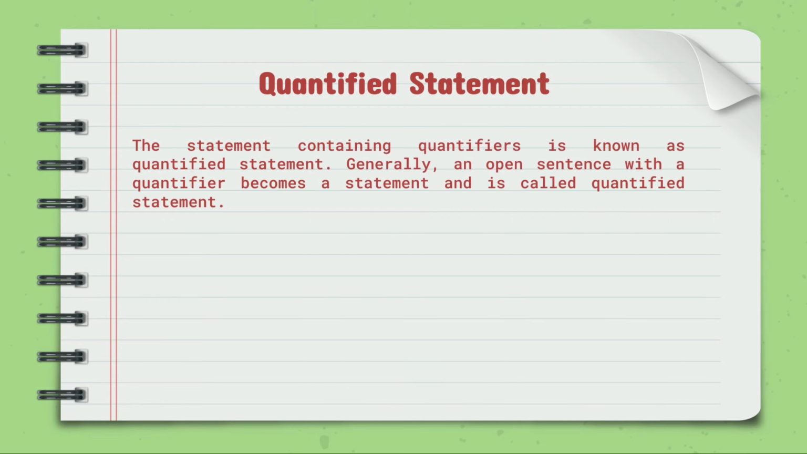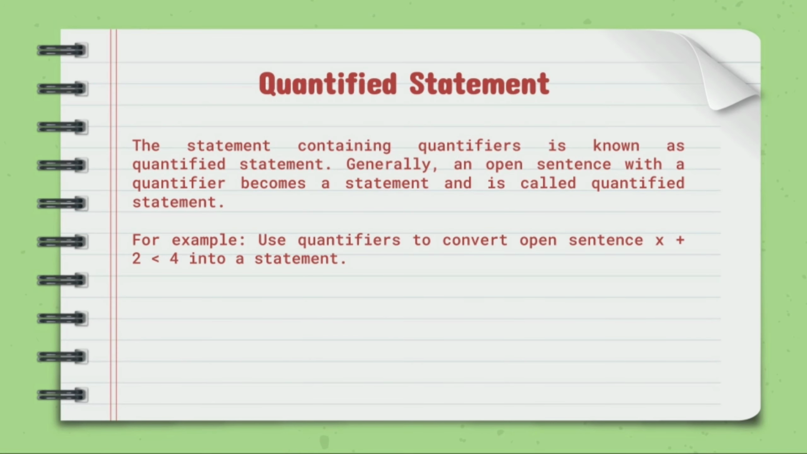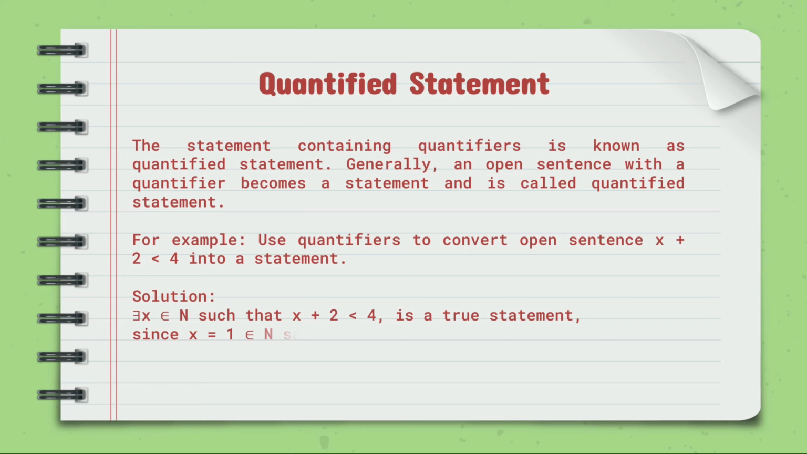Quantified statement. The statement containing quantifiers is known as quantified statement. Generally, an open sentence with a quantifier becomes a statement and it's called quantified statement. For example, use quantifiers to convert open sentence x plus 2 less than 4 into a statement. Solution: there exists x, element of N, such that x plus 2 less than 4 is a true statement, since x equals to 1, element of N, satisfies x plus 2 less than 4.